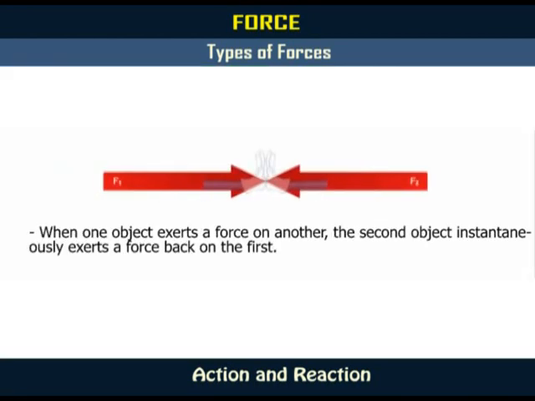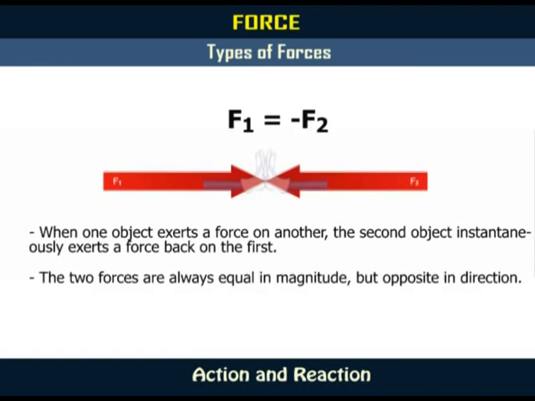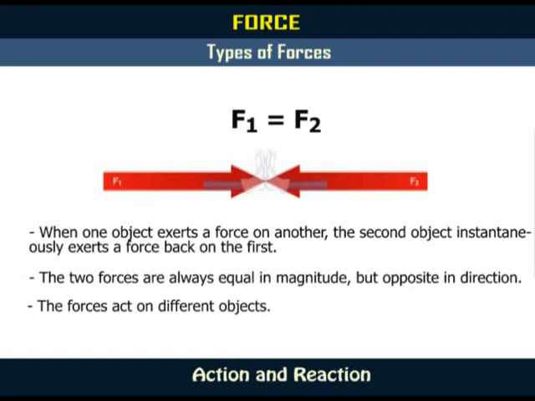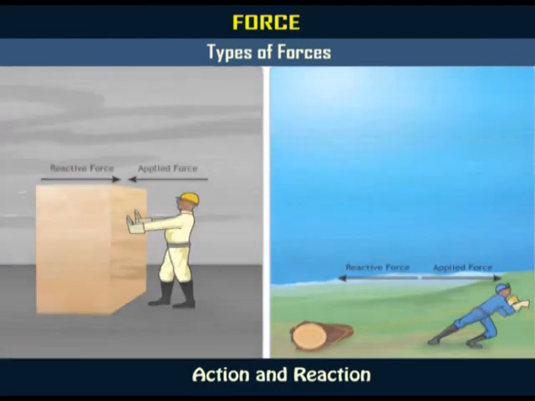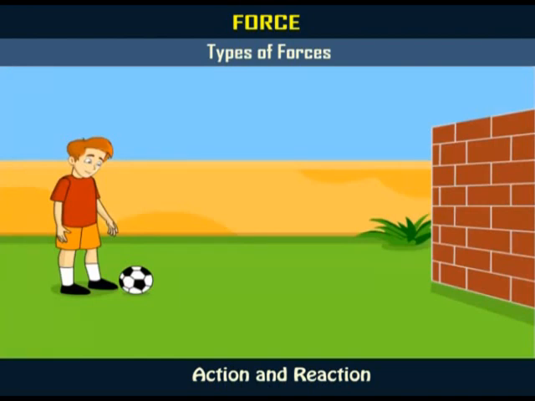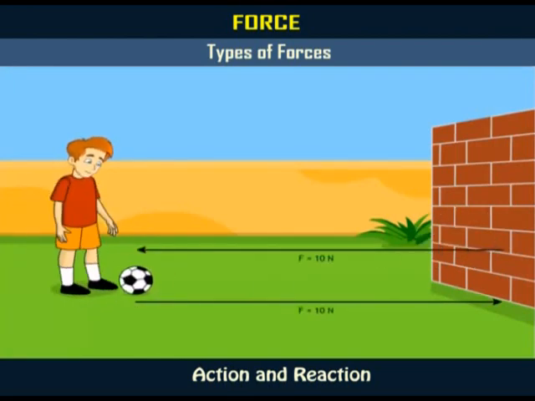And so, when one object exerts a force on another, the second object instantaneously exerts a force back on the first. The two forces are always equal in size or magnitude, but opposite in direction. These forces act on different objects, but never on the same object. And therefore, if we push an object, it pushes us back. And if we pull it, it pulls us back with a force of equal magnitude. In other words, for every action, there is an equal but opposite reaction.